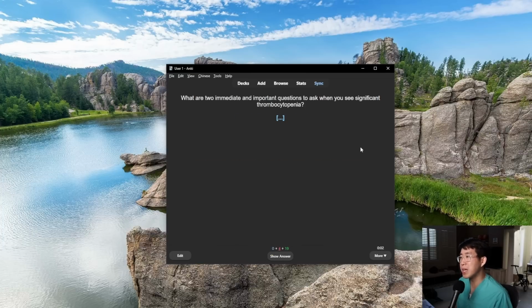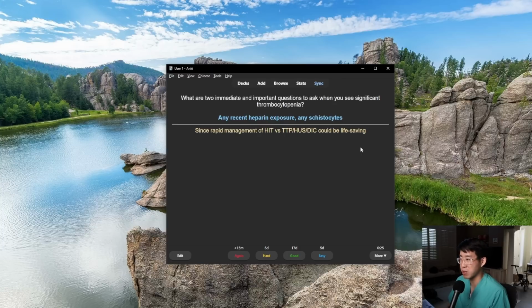What are two immediate and important questions to ask whenever you see significant thrombocytopenia? The answer to that would be, is there any recent exposure to heparin? Because this is going to change management if you're concerned for HIT. And are there any schistocytes? Because if they have TTP, HUS, or any of the MAHA family of disorders, they're potentially going to need plasmapheresis. So any recent heparin exposure and any schistocytes.